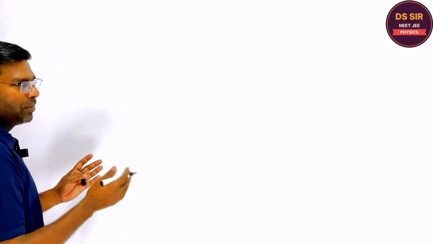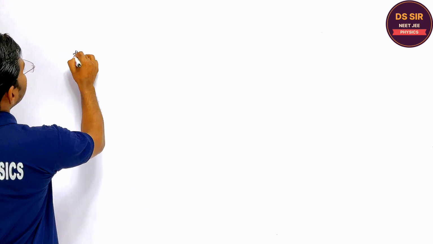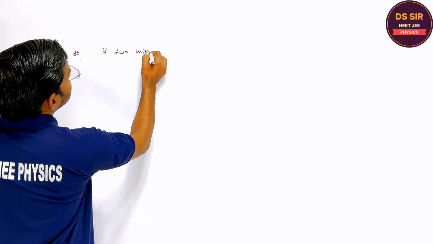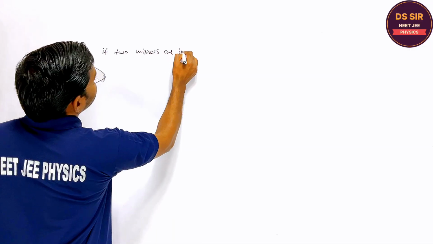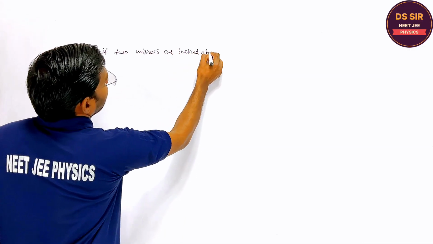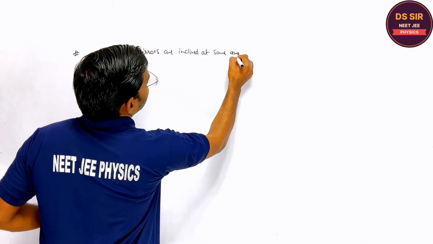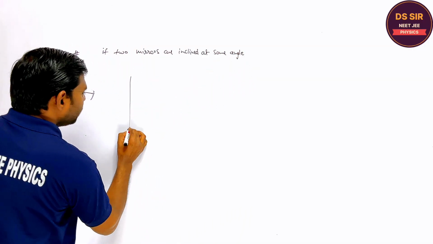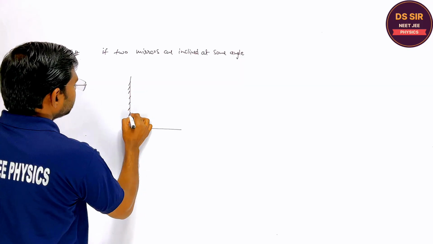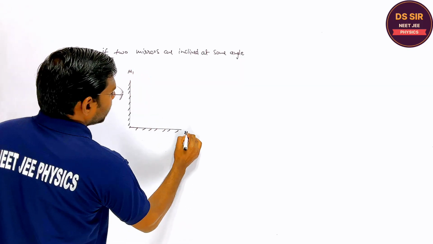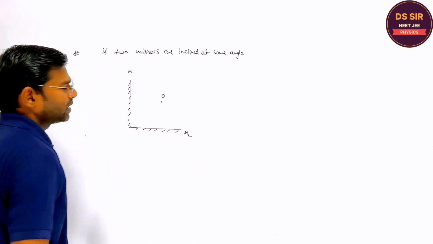Now we are discussing the combination of mirrors. The combination of parallel mirrors we have seen. If two mirrors are inclined at some angle, right? For example, I am taking a very first example. Suppose these are the two mirrors M1 and M2, and the object O is placed over here, right?